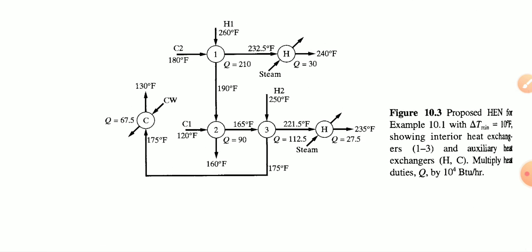The example proposes a heat exchanger network for example 10.1 with a delta T minimum of only 10 Fahrenheit, showing three interior heat exchangers, 1, 2 and 3, and the auxiliary exchangers for the hot and cold phases, with duties multiplied by 10 to the 4. Let us look at their different temperatures.